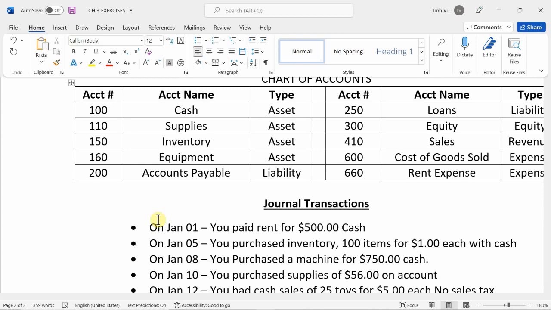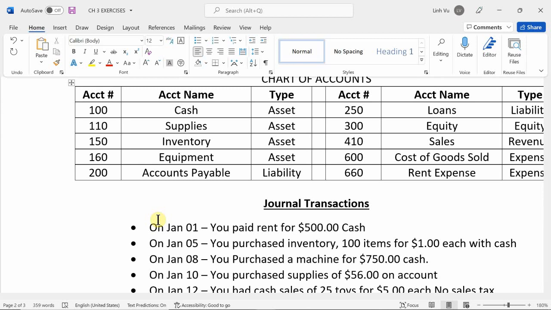So in this case, step 1, a transaction has occurred, right? I paid rent. Does that affect my business? Yes, it does. Maybe I need to pay for the rent facility so I can open up my store. Step 2. Step 3, determine what accounts are affected. Well, in this case, I paid for rent, so I'm assuming I need to have a rent account. And I also used cash. So therefore, my cash account must be affected.